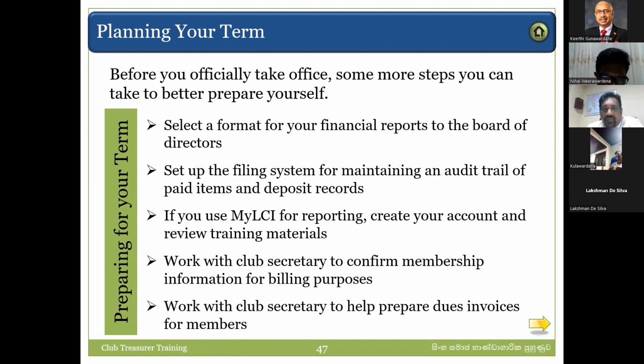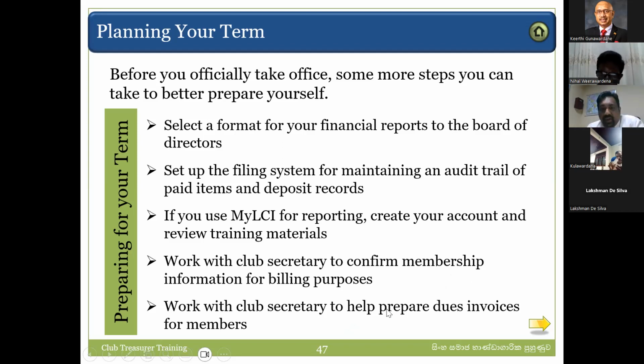So then if you use the MyLCI for reporting, create an account. So that's what I have explained to you all. Work with the club secretary to confirm the membership information for billing purposes. You can work with the secretary and get the information, or you can also log into the system and see the membership status with the details.